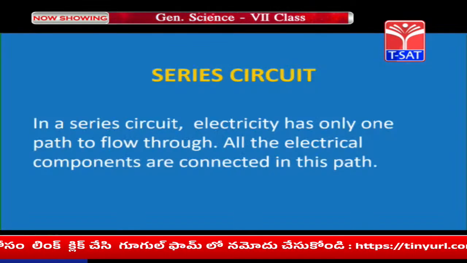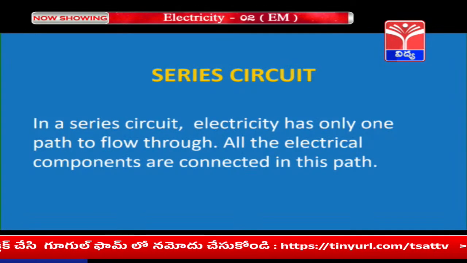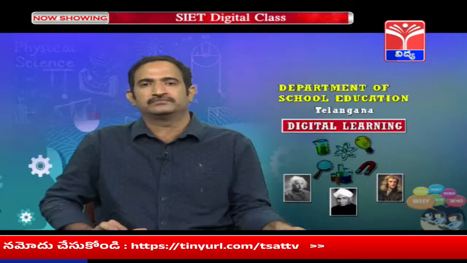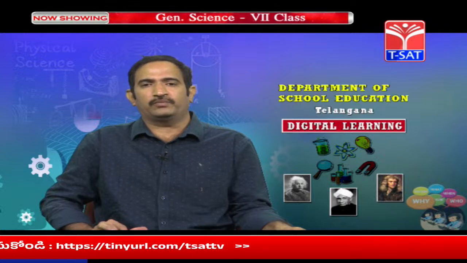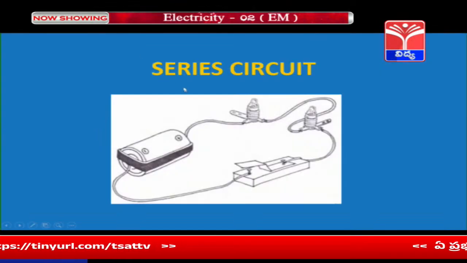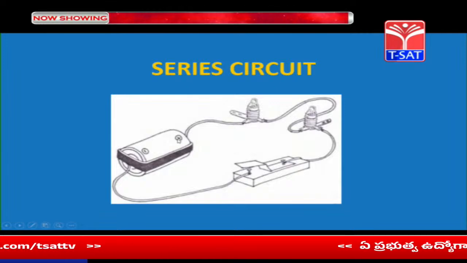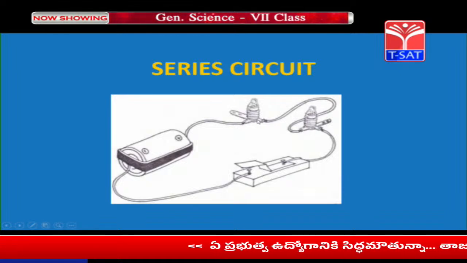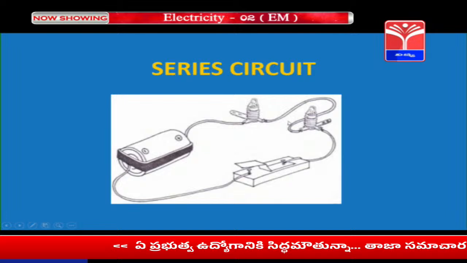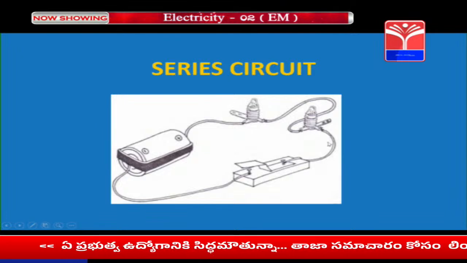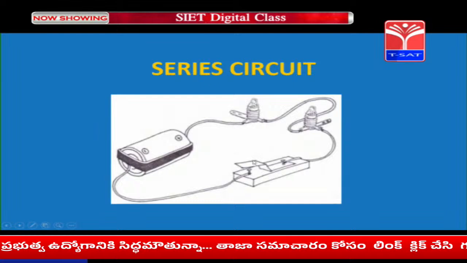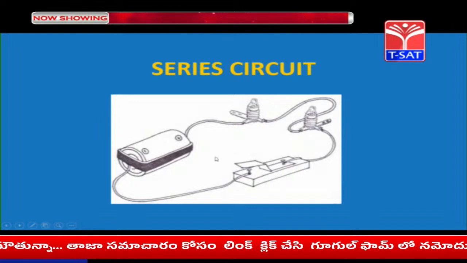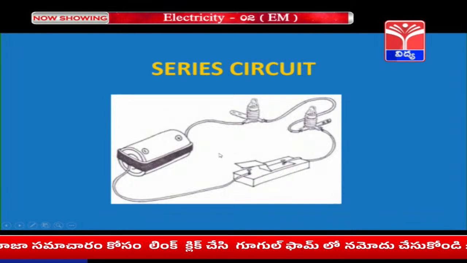In a series circuit, electricity has only one path to flow. All the electrical components are connected in this path. Now let us see. Here there are two bulbs. The positive terminal of the battery is connected by a wire to one end of a bulb. The other end of this bulb is connected to the other bulb. The other end of that bulb is connected to the key. The other end of the key is connected to the negative terminal of the battery. By pressing the key, current flows through the circuit.